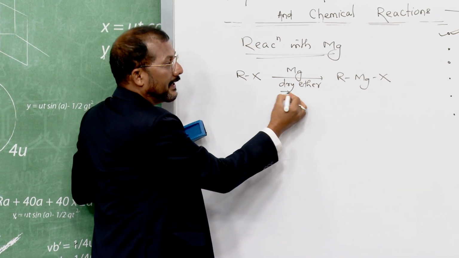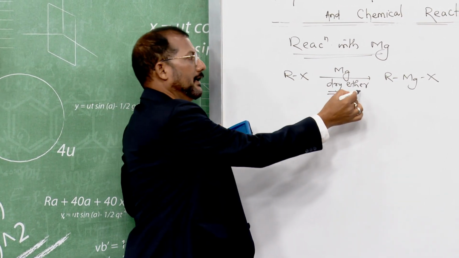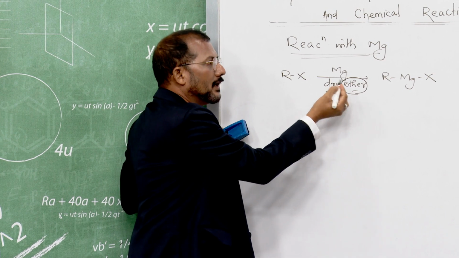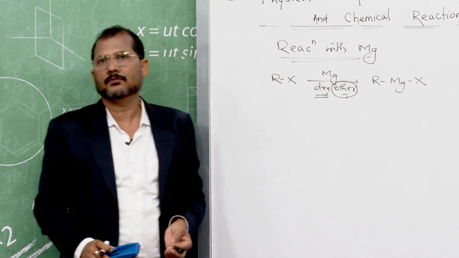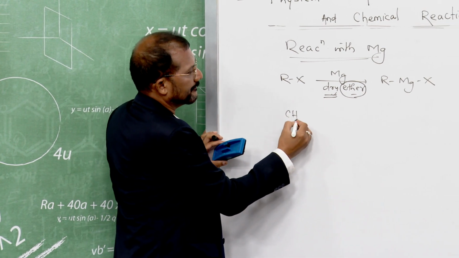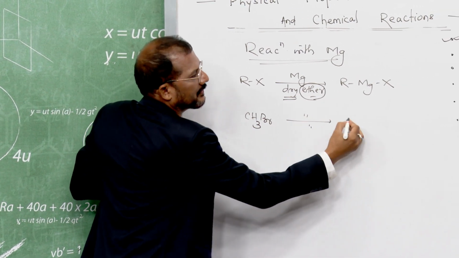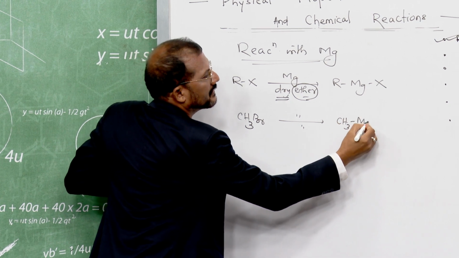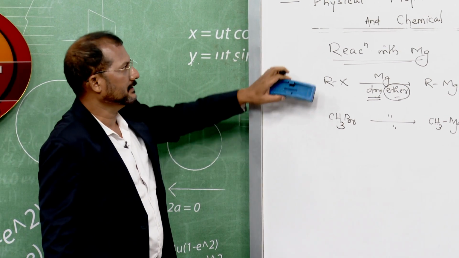you remember why dry ether? Because if in the ether medium a little bit of water would be there, then Grignard's reagent would react with water to produce alkane. Let us read, suppose methyl bromide. Methyl bromide in the same situation produces methyl magnesium bromide. So this is the Grignard's reagent reaction.